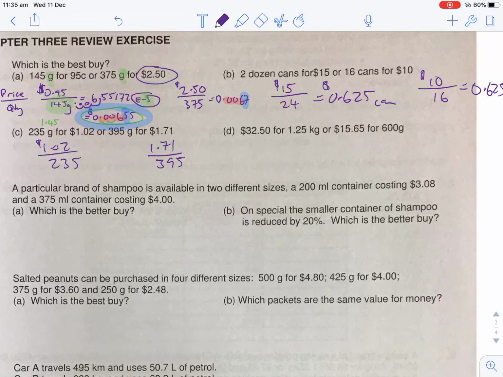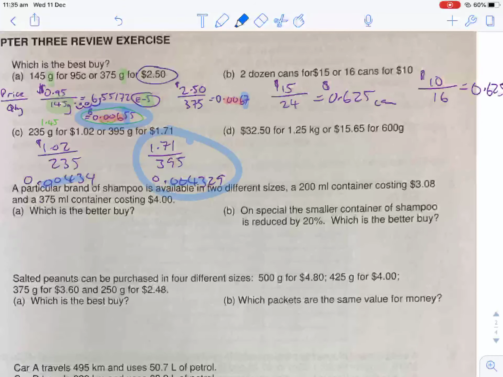So let's check those. $1.02 divided by 235 is going to give you, again, I'm going to get that horrible E thing. So this answer here was 0.00434. The other one is going to give me 0.004329. So again, they're both 0.4 of a cent. You really are almost splitting hairs. They both go all the way to a 0.43. So if I went here, I've got 0.43, 0.43. So it's the next place I'm looking at. So the cheaper one is going to be this second one, but there's not very much in it.